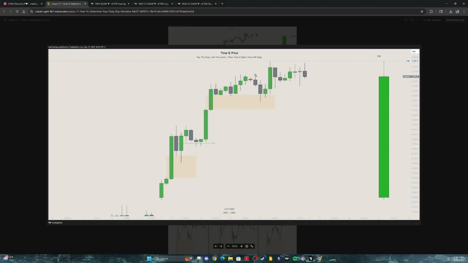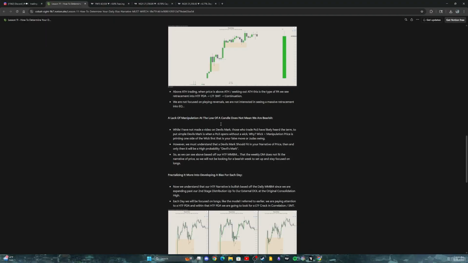So as we can see with last week, another big aspect that we want to talk about is how to not get faded, how to not get messed up with seeing a lack of manipulation at our opening price. So something to keep in mind when it comes to Devil's Mark. And for those who don't know Devil's Mark, it's simply a wickless candle. It's a wickless Power 3. It's a lack of manipulation within a Power 3.